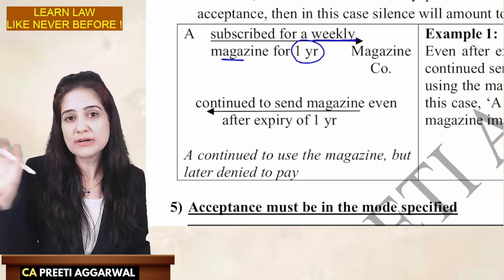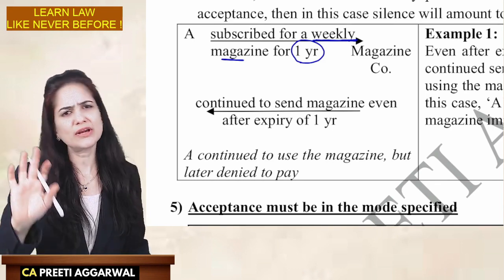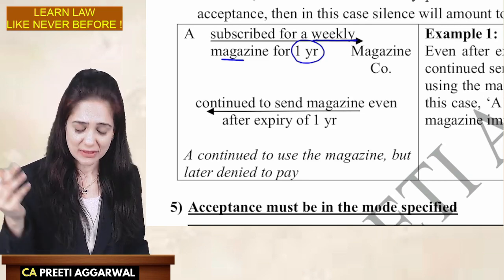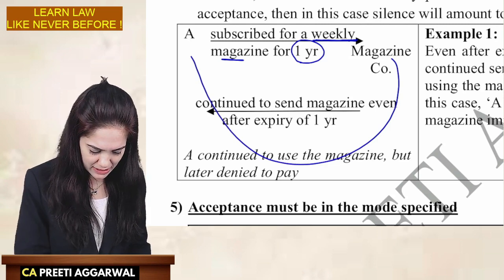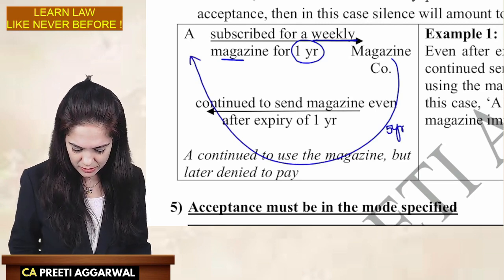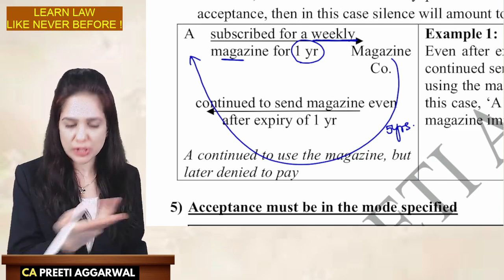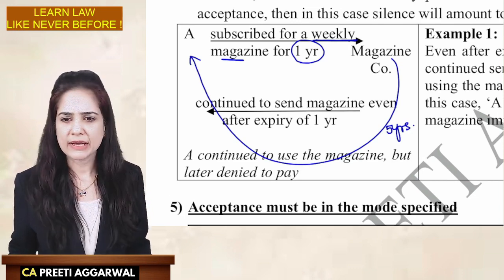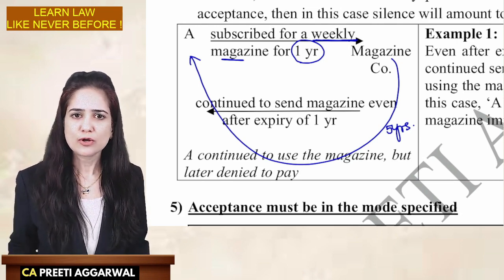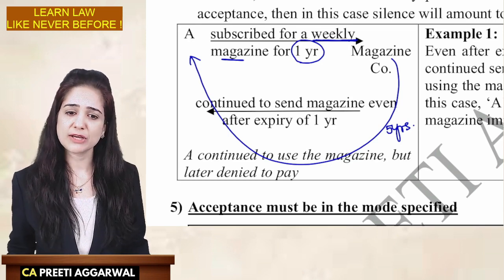One year got over, but the company continued to send the magazine and he also continued reading them. This went on for 5 years. After 5 years, the magazine company claimed money from him, saying, "You have used our service for 5 years. You have read the magazine for 5 years, pay." He said, "Why should I pay? I had subscribed only for 1 year. You were sending it for 5 years. It's not my fault. Why should I pay?"